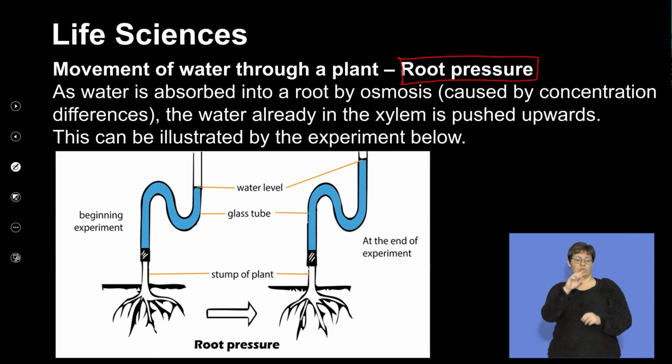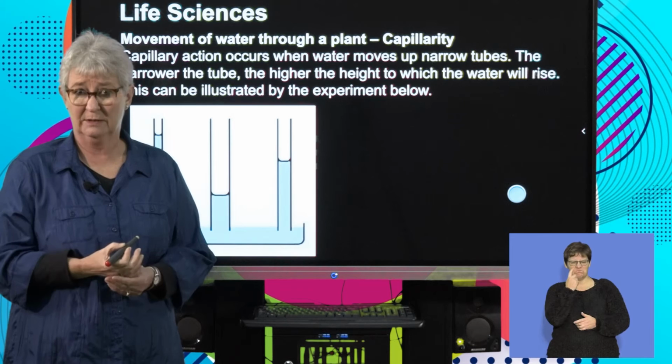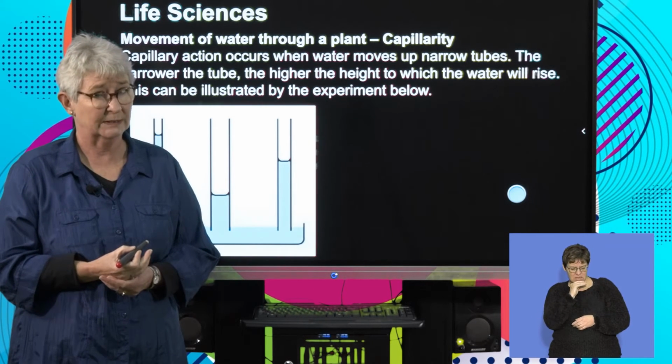And if you look at this experiment, that's the level of water at the start of the experiment. And after 5 hours, you can see that the water level has been pushed up as water is being sucked into the root, and the water already in the tube is then being pushed up. Okay, this is root pressure. But it can't push water all the way to the top of tall trees. So the scientists had to find another explanation to explain how water got to the tops of tall trees.